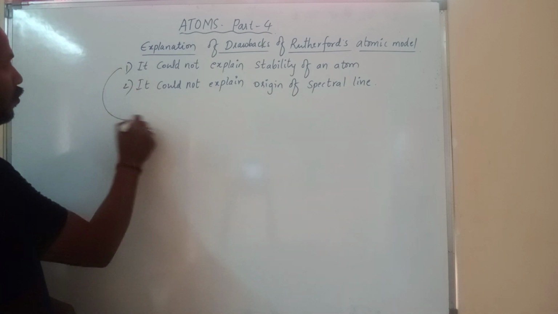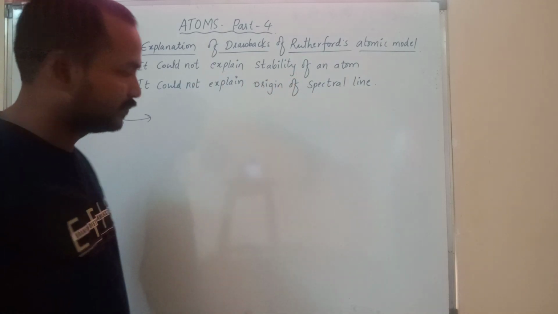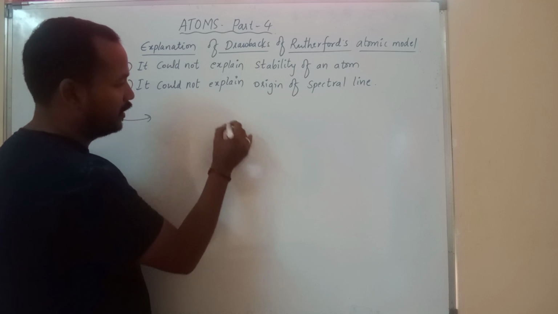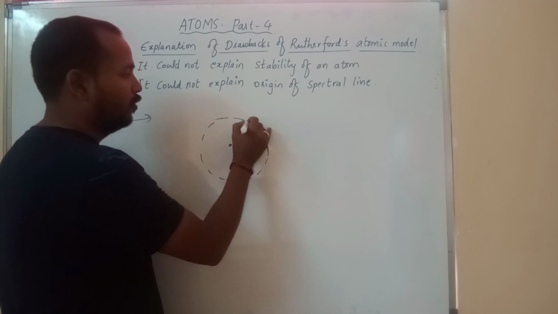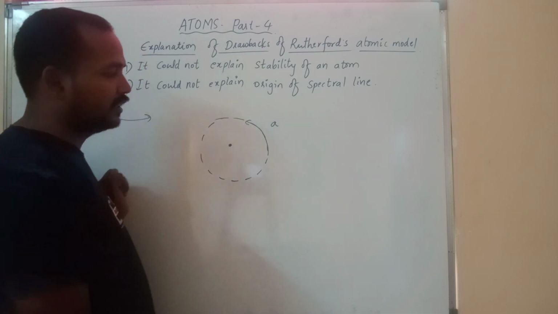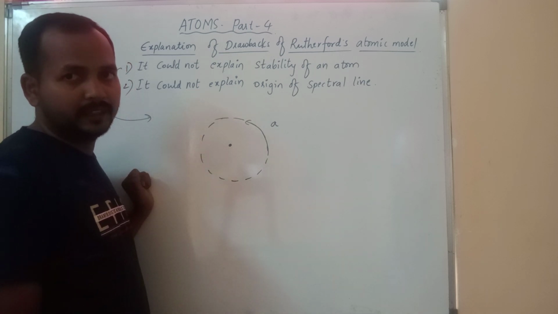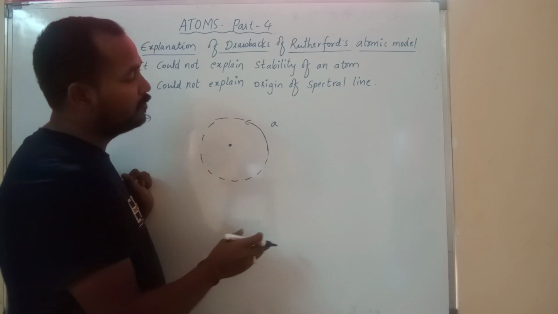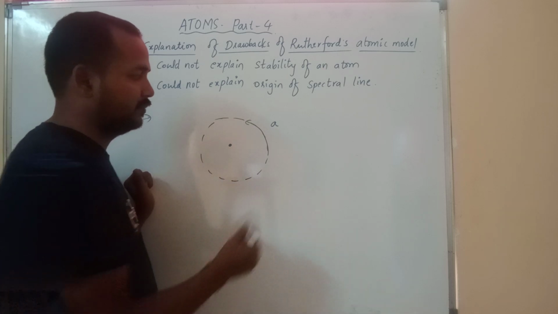Let us see why the Rutherford atomic model could not explain the stability of an atom. We know that according to Rutherford, electrons are revolving in an orbit, right? They are moving with a certain acceleration. Then, according to classical electromagnetic theory, any particle moving with acceleration must radiate energy.